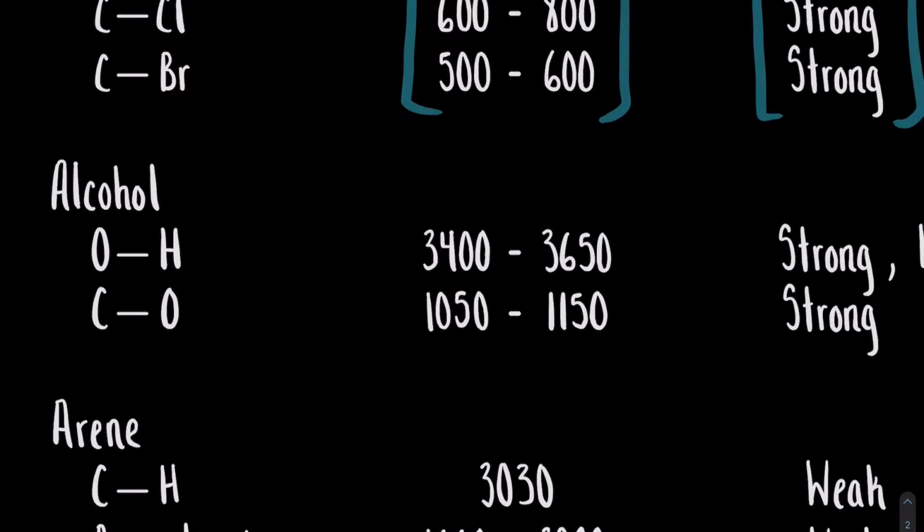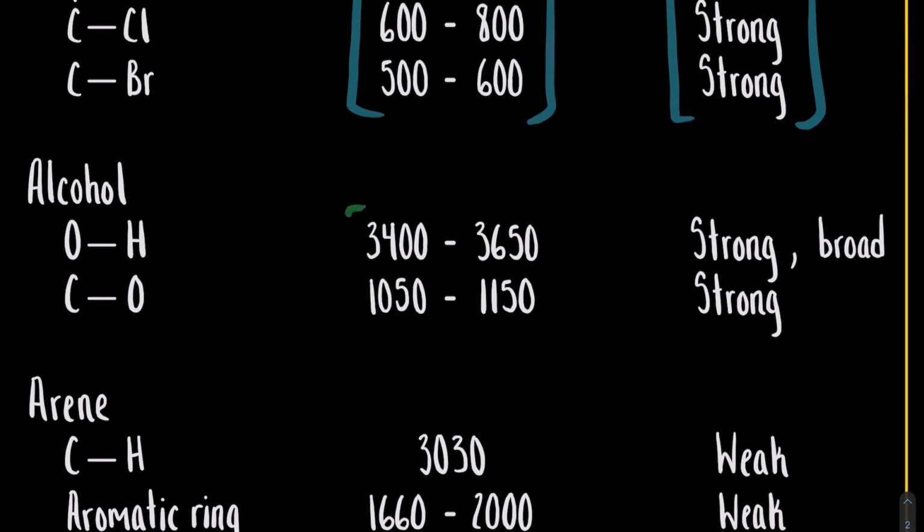Alcohols are extremely fun to pick out on an IR spectrum because they're extremely easy. They're extremely strong, broad peaks, and they show up between 3400 and 3650. Now, on the other hand, a carbon atom that is sigma bonded to an oxygen atom will show up much lower than that, between 1050 and 1150.